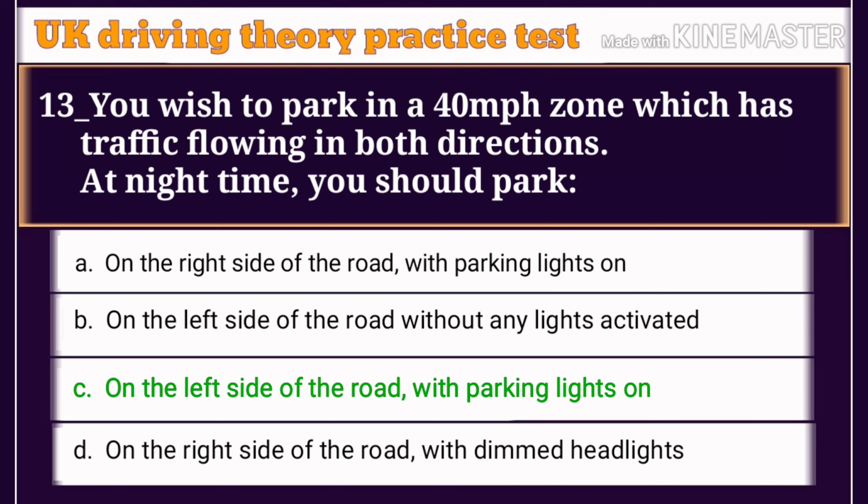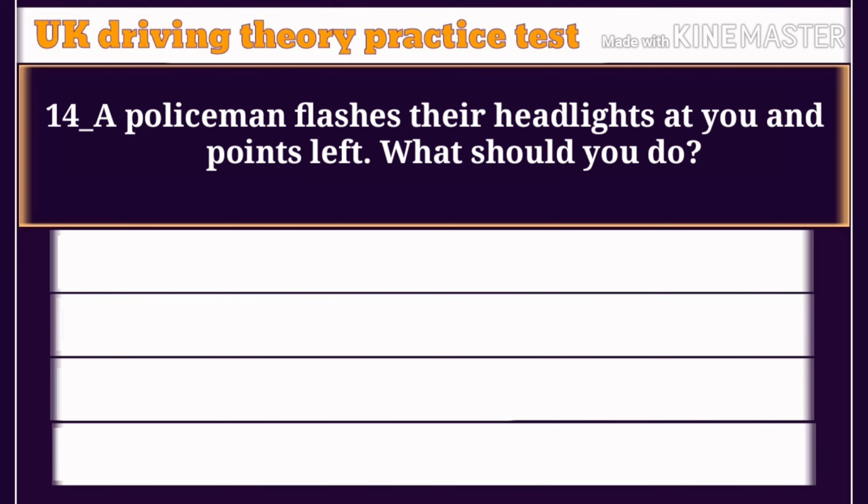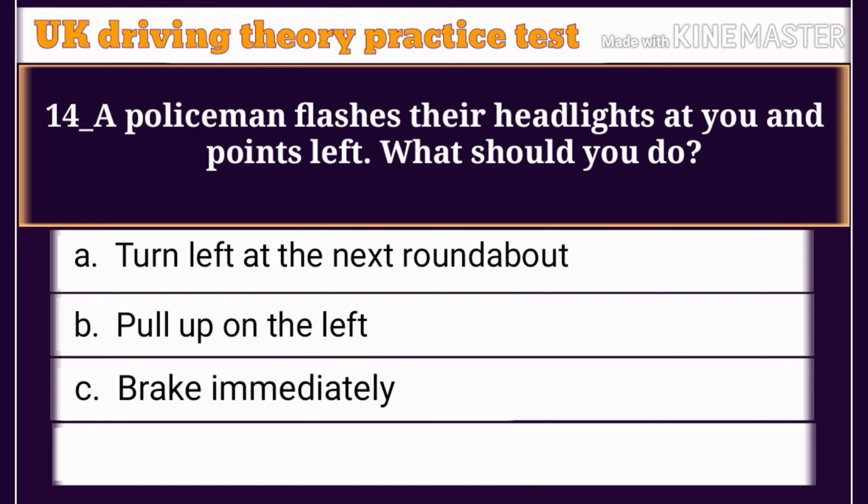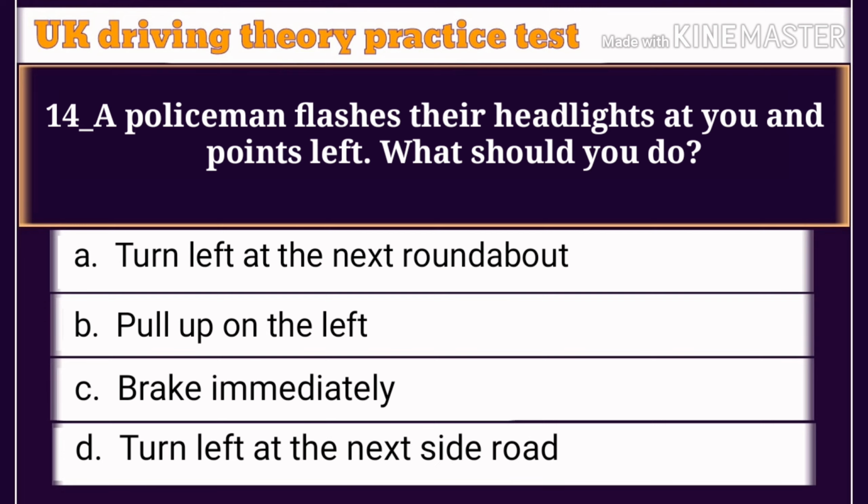on the left side of the road, with parking lights on. Question 14. A policeman flashes their headlights at you and points left. What should you do? A. Turn left at the next roundabout. B. Pull up on the left. C. Brake immediately. D. Turn left at the next side road. The correct answer is B. Pull up on the left.